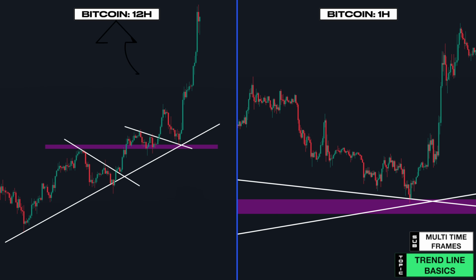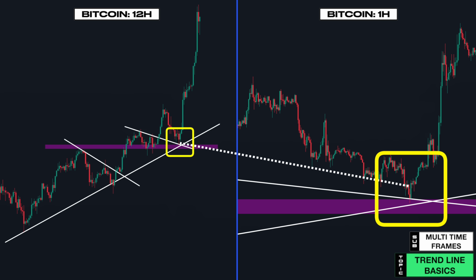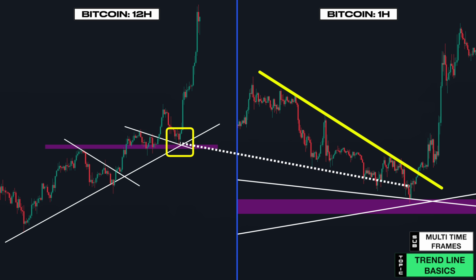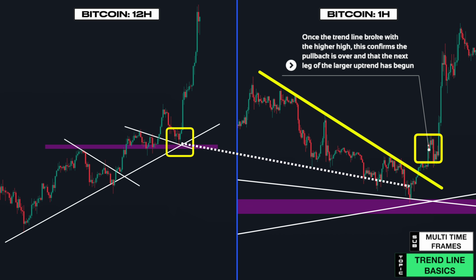On the left is the Bitcoin 12-hour time frame we just looked at, and on the right is the Bitcoin 1 hour time frame. Your trade setup here is this same area here on the 1 hour time frame. Using this lower time frame, you were able to place a trend line onto the pullback, and once it broke with the higher high, this confirms the pullback is over and that the next leg of the larger uptrend has begun. Some would take a breakout long entry.